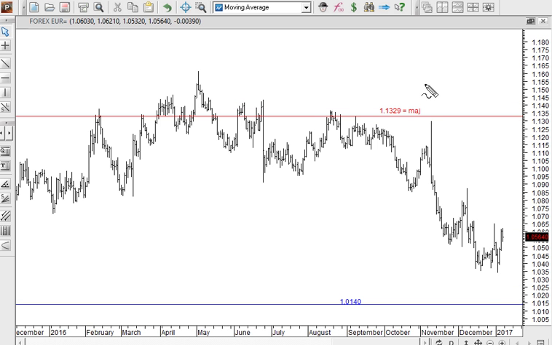Finally, the Euro FX chart hit a new low just a few days ago, and based on the current long-term distribution, there is a target down here at 1.014, which is quite within the reach of this chart, if we see another leg down.